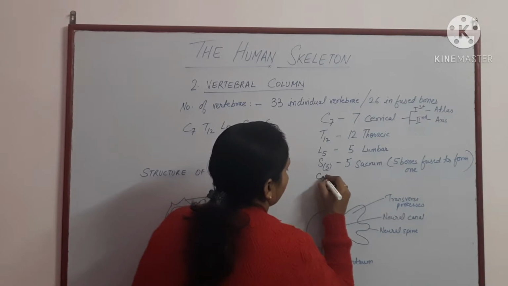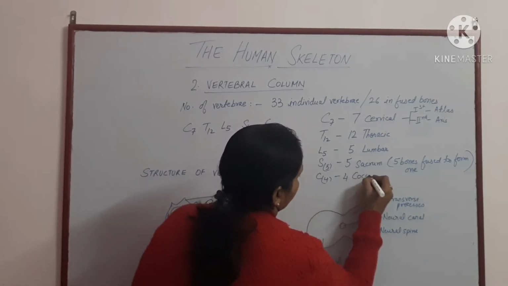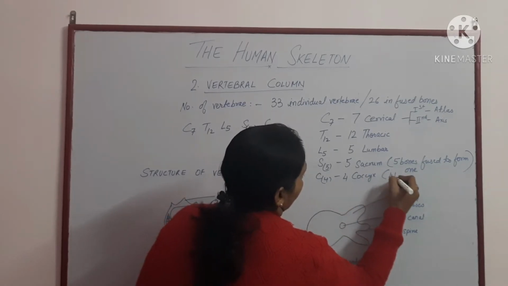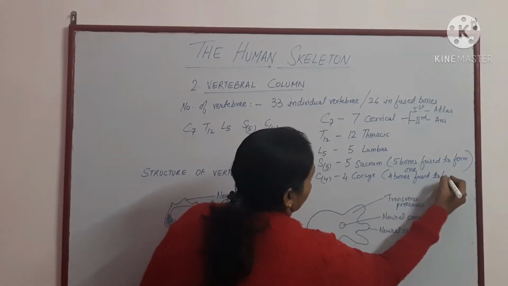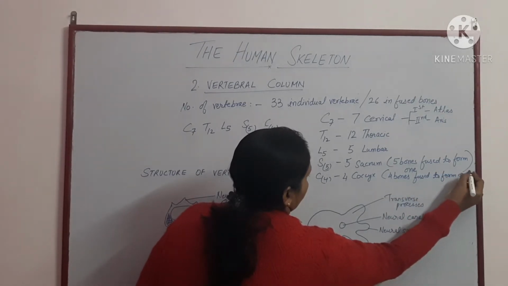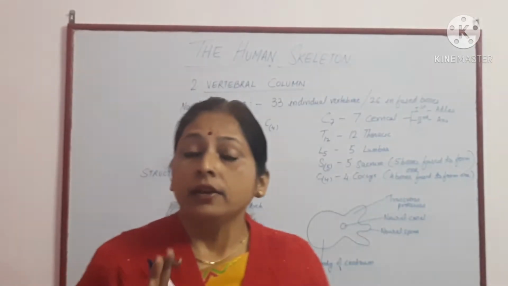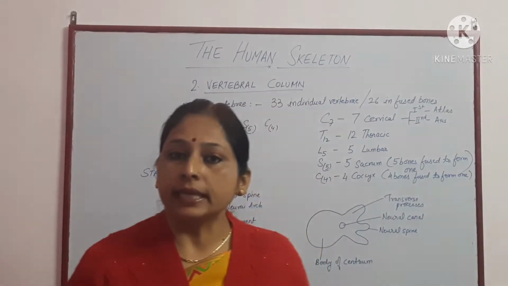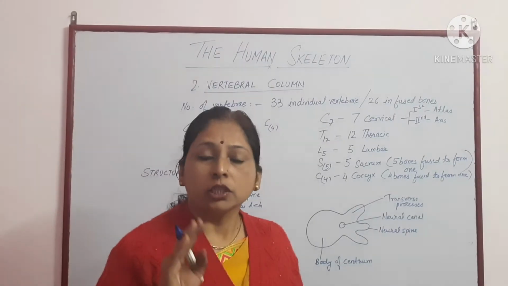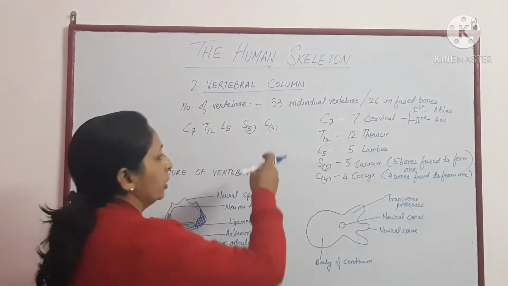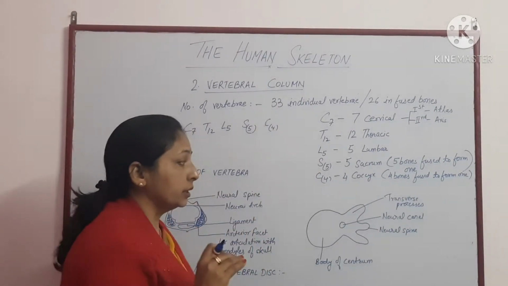Then C4. Here also in bracket 4 coccyx. And here 4 bones fused to form one. This one. 7 cervical, 12 thoracic, 5 lumbar, 5 sacrum fused to form one, 4 coccyx fused to form one. So this is total 26 vertebrae and region.